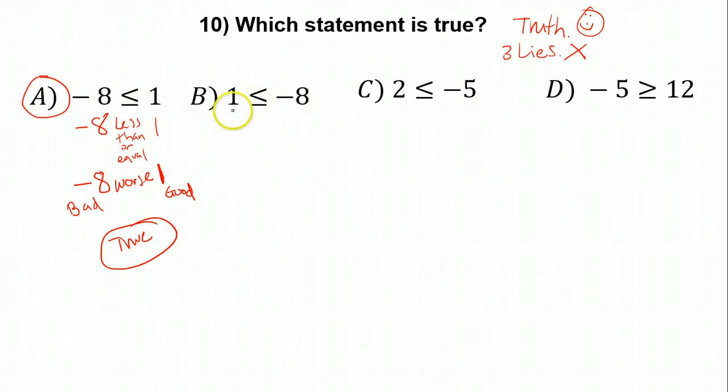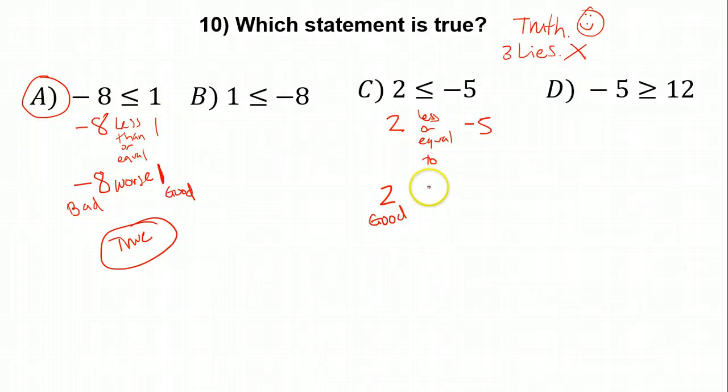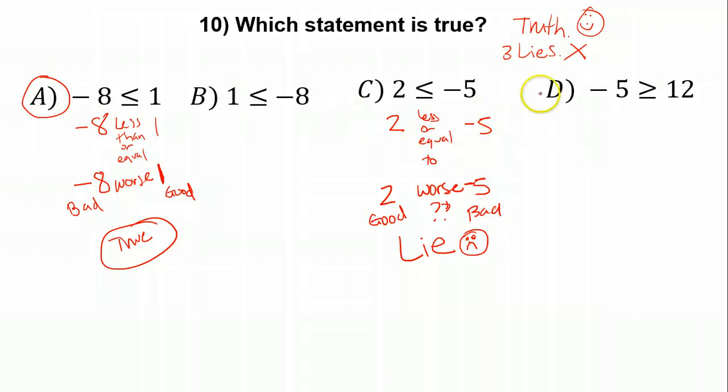But I'll just go over these so you can see what I mean by a lie. For example, 2 is less than or equal to negative 5. So you can say 2 good things are worse. Are they worse, though, than 5 bad things? Is that true? No, that's a lie. But that's what you would do on your multiple choice test. Go through each statement and try to find the truth.